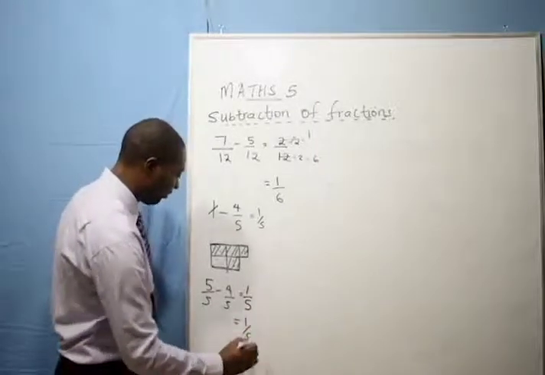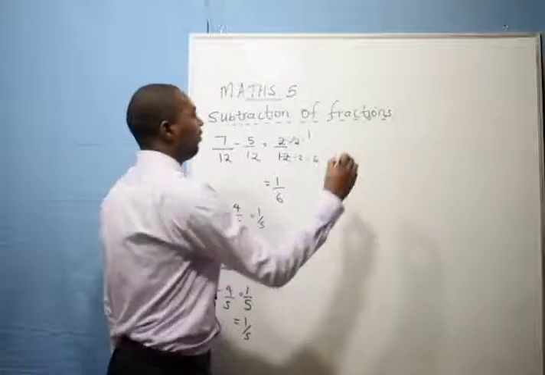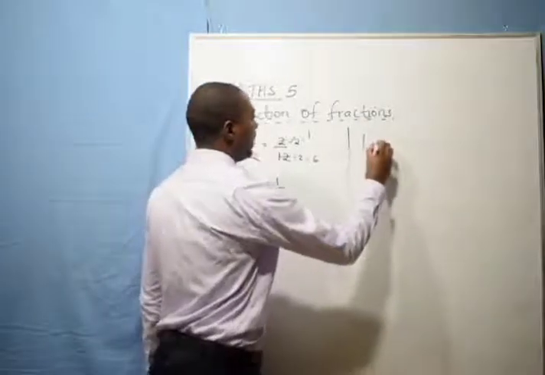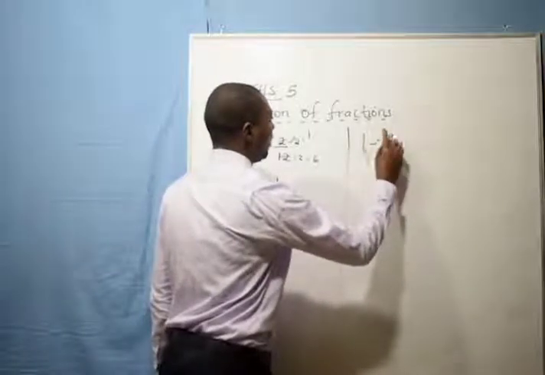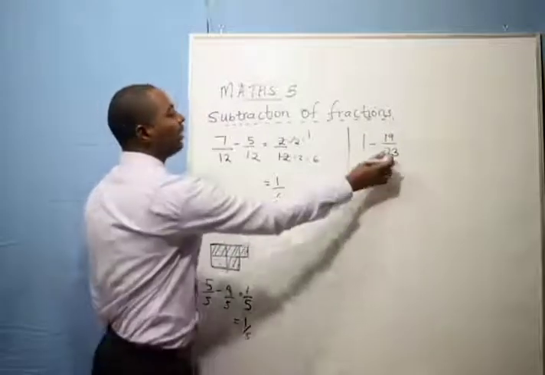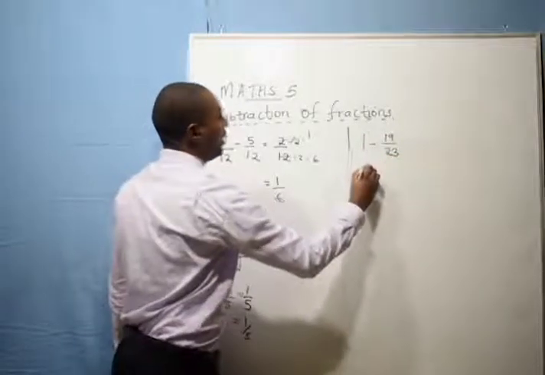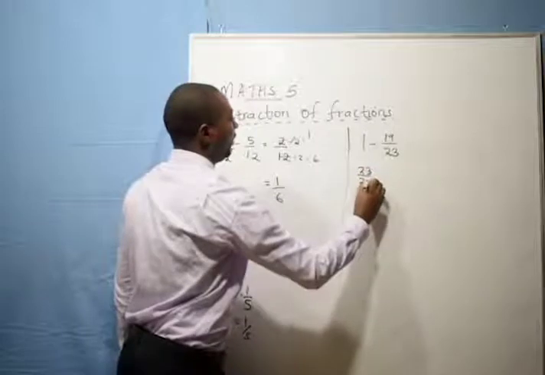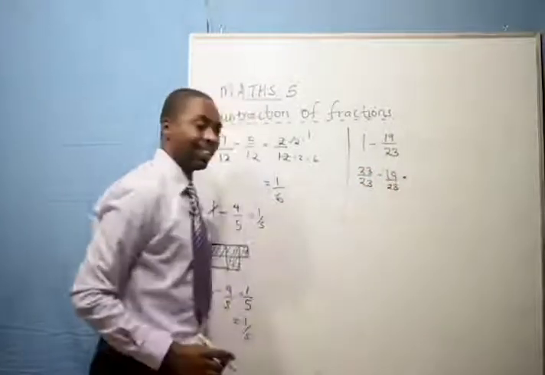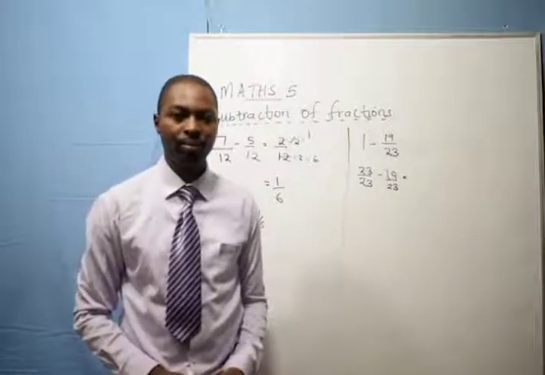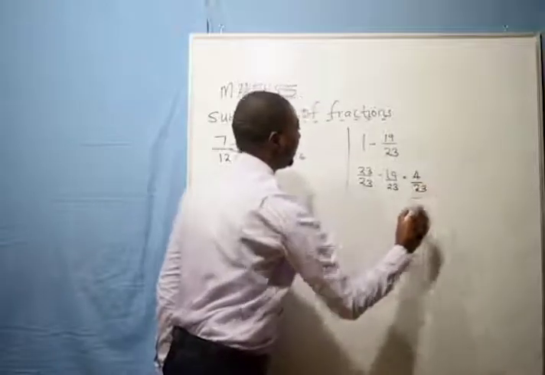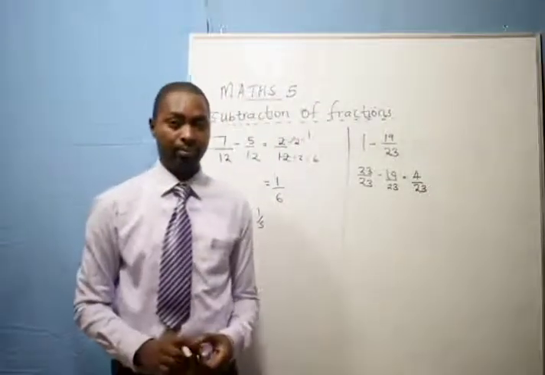That's a fifth. Therefore, we have developed a simple formula: anytime you get a whole minus 19 over 23, you simply change the one into a whole number using the denominator of the second fraction. That is 23 out of 23 subtract 19 out of 23. 23 minus 19 is 4 out of 23. The denominator does not change; it ought to remain the same.